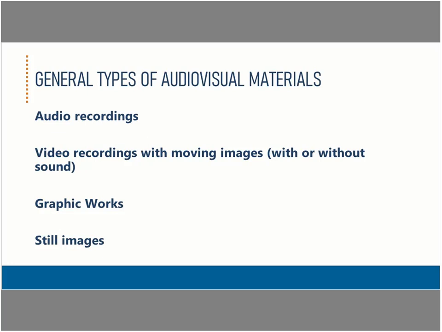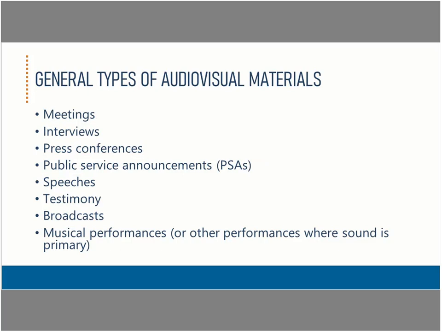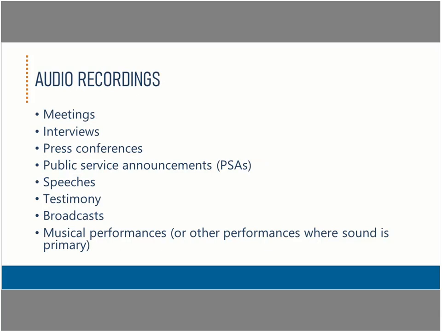For today's presentation, what we're really going to focus on is the first two, the audio recordings and the video recordings with or without sound. Now, when we're talking about audio recordings, there's several kinds of things that you as a local government or state agency or even cultural institution may have on hand. Meetings are one of the things that I've seen a lot of in government agencies and in local governments. Meetings have been recorded on film or audio tape. I've seen lots of cassette tapes floating around with the recording of the meeting that was going to be used for transcribing those notes and creating those minutes.